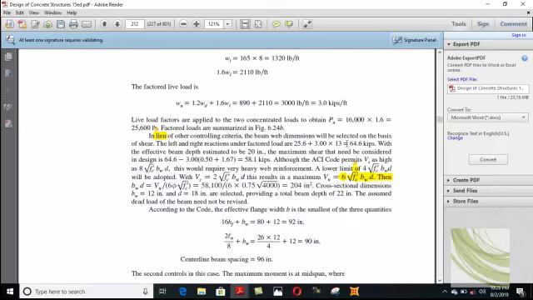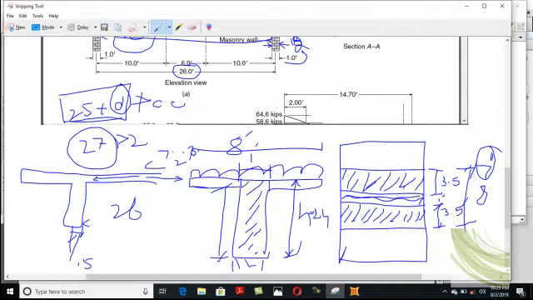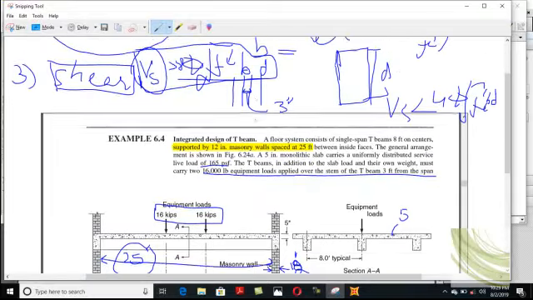So basically, this 64.6 comes out from that reaction. Clear? With the effective beam depth estimated to be 20 inches. Now, the maximum shear that needs to be considered in the design: we need to consider the critical section, the critical shear. We almost always consider critical shear.